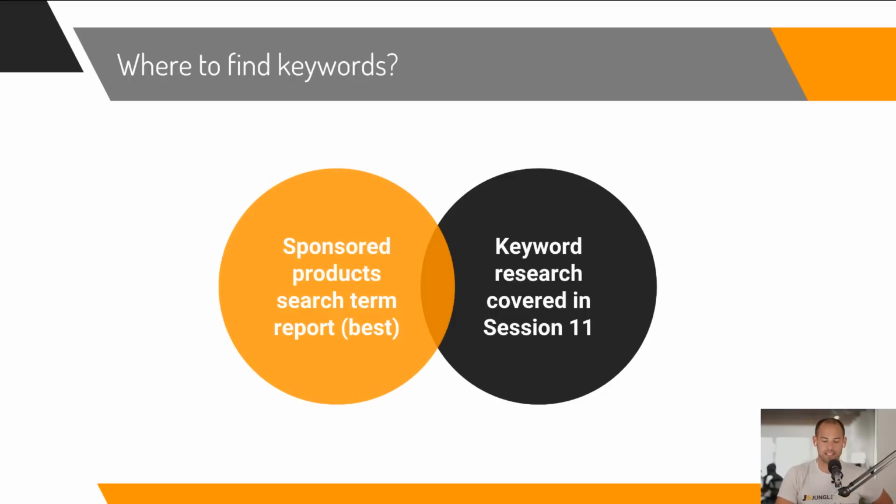You can also find these keywords, though, just in the keyword research methods that we discussed in session 11. So if you haven't seen that, you can find the replay at junglescout.com/million. And we have all the replays for sessions 1 through 20 up there.